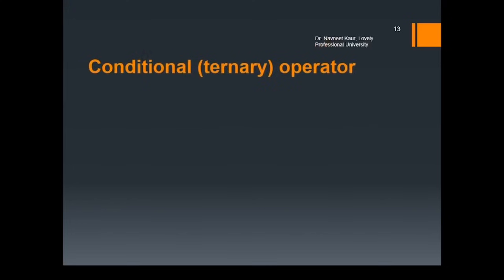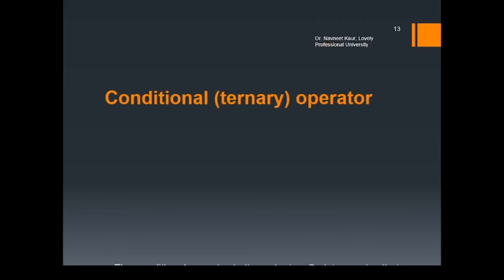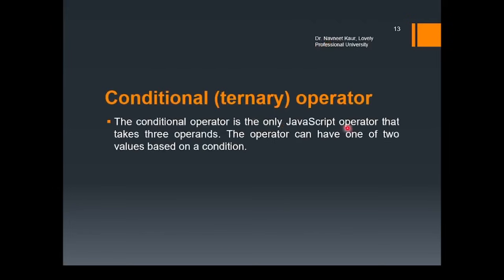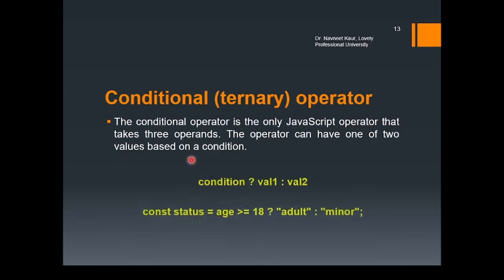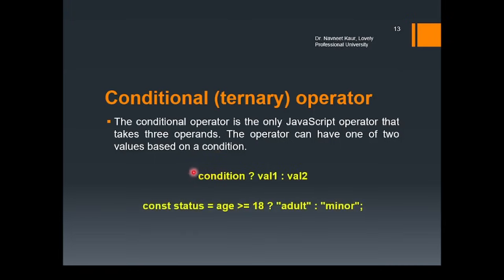Then finally we have the conditional operator or ternary operator. The conditional operator is the only JavaScript operator that takes three operands. The operand can have one of two values based on a condition. So the syntax is, first of all, you need to write down the condition here. If this condition is true, then the first value will be printed. If this condition is false, then the second value will be printed. And you must note that after the condition, we have a question mark, and there is a separation between the two values or two statements, that is with the help of a colon.